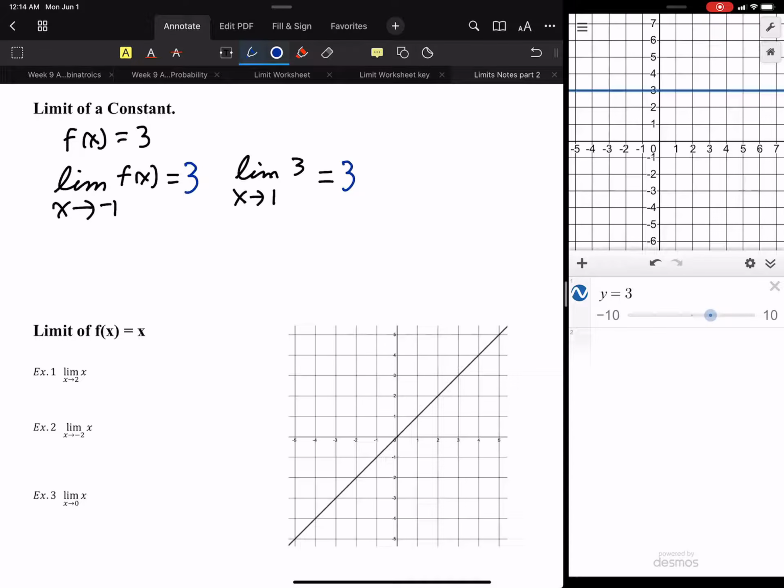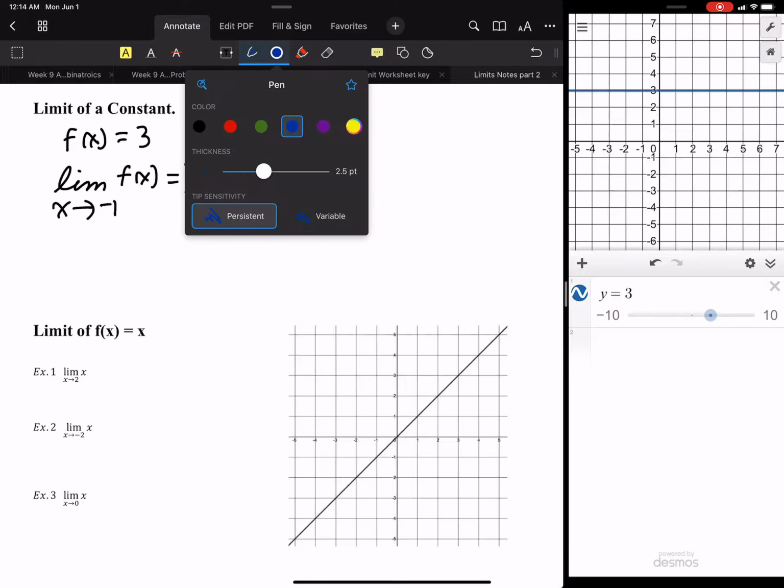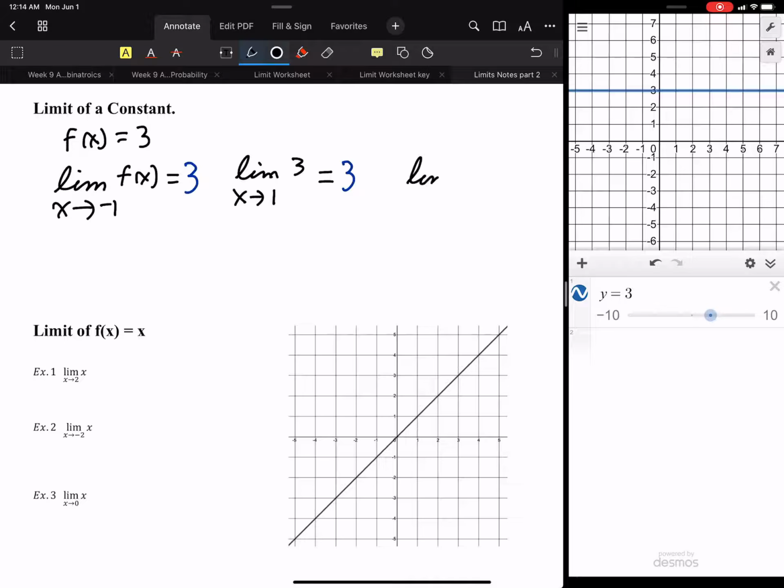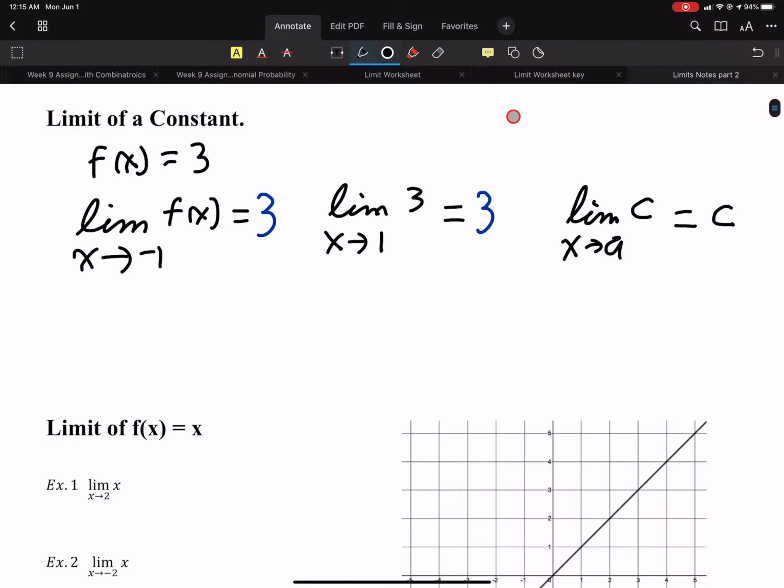This is actually going to be a property that we're going to look at. There are many properties. To generalize this, the limit as x approaches a, where a could be any value of x, of a constant c, so c is a constant function, that limit will always be c. Whatever this constant is, everywhere, the limit will be that constant. So that's why we have that. That's the first concept you have to get. The limit of any constant will always be that constant.